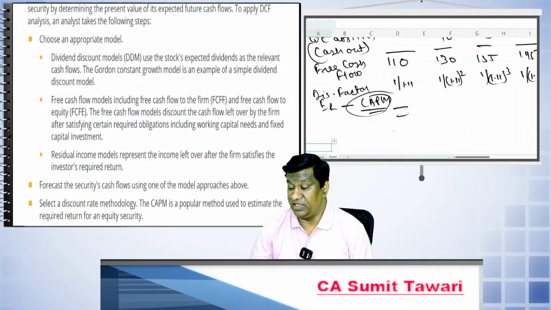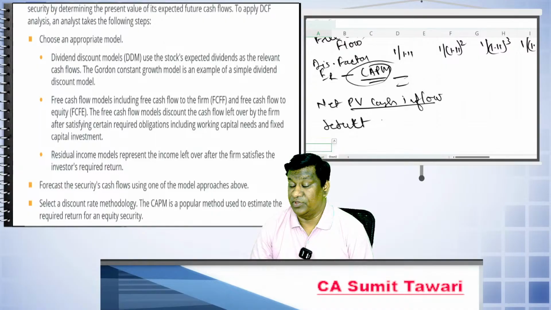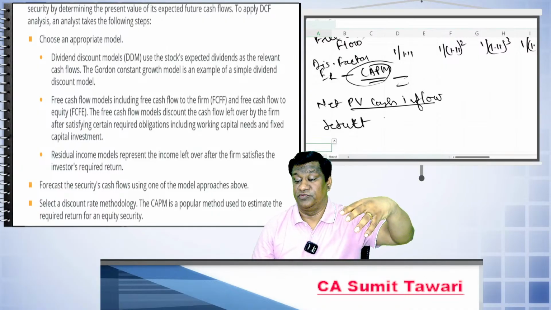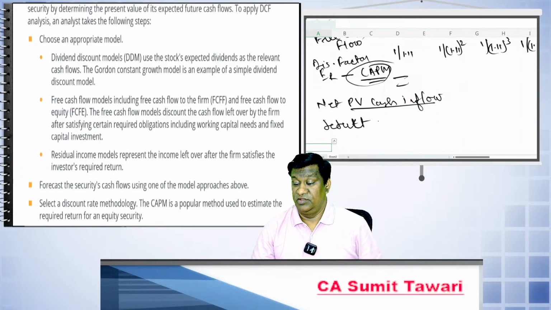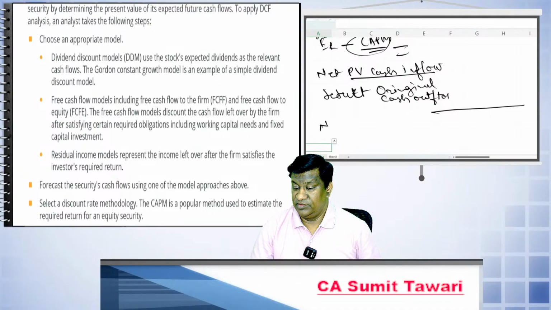Okay, so this will be my net PV of cash inflow. This is the present value of cash inflow. After that, I need to deduct the original cash outflow. Because before starting the business, whatever amount I initially invested, that also I need to deduct, the original cash outflow. Okay, which will give me the net profitability, net profitability or net present value.